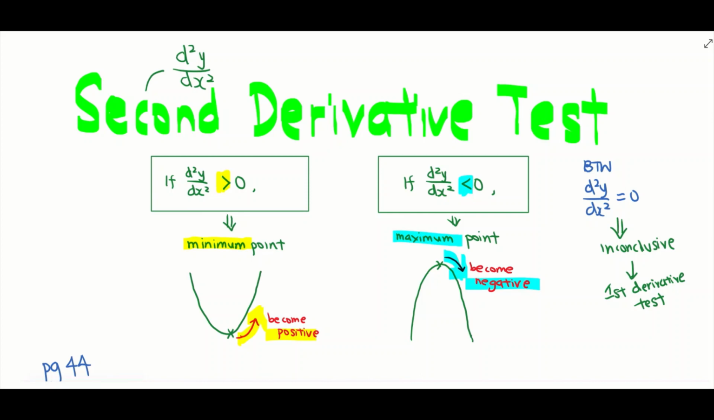I hope you can see the pattern. Okay, by the way, if the second derivative equals 0, it means it's inconclusive. It can be a maximum, minimum, or point of inflection. So you need to go back to the first derivative test, which I've taught you.